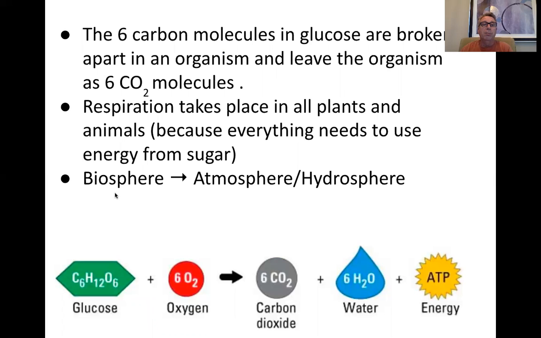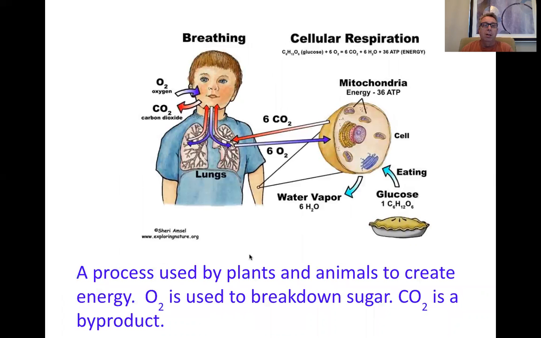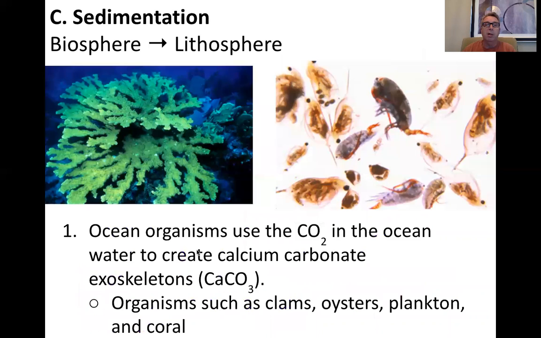So where it goes is from the biosphere to the atmosphere and hydrosphere. Biosphere to the atmosphere or hydrosphere. So if it's, let's say, a fish, carbon dioxide molecules will come out from the fish into the water. Okay, so again, cellular respiration is a process used by plants and animals to create energy. Oxygen is used to break down sugar. Carbon dioxide is a byproduct.